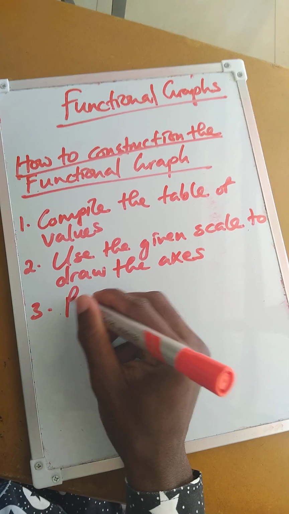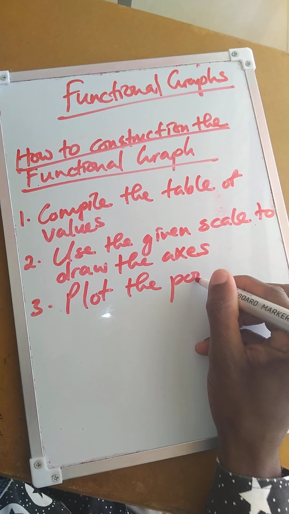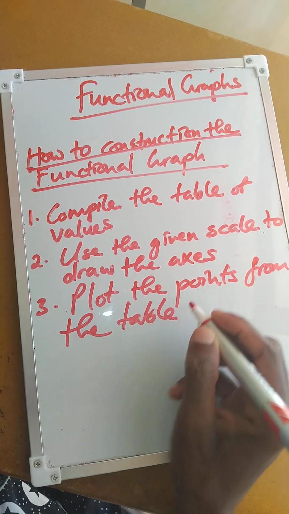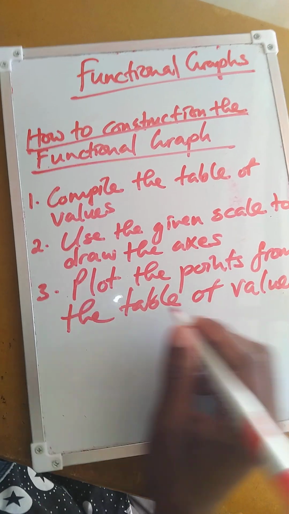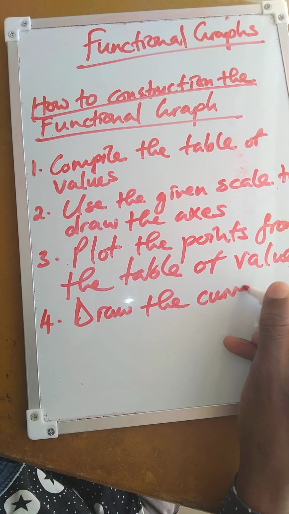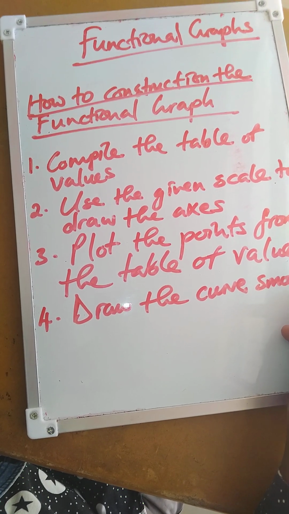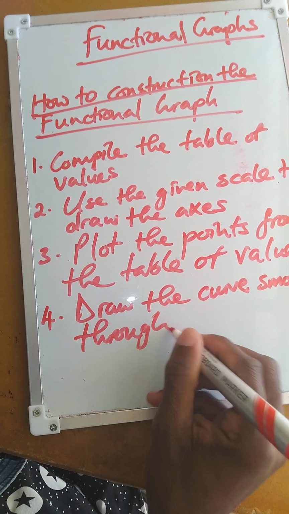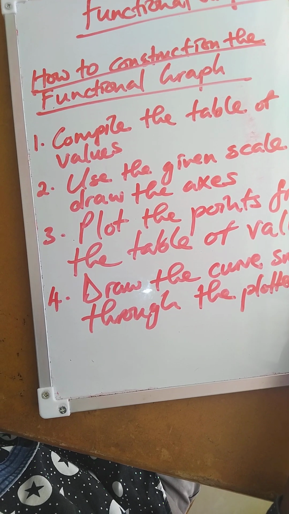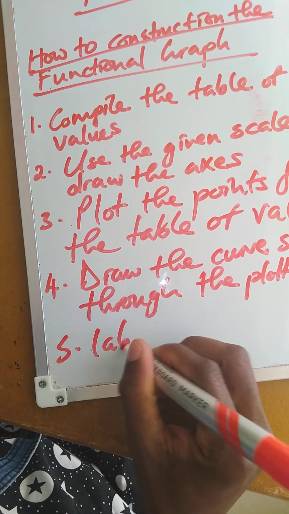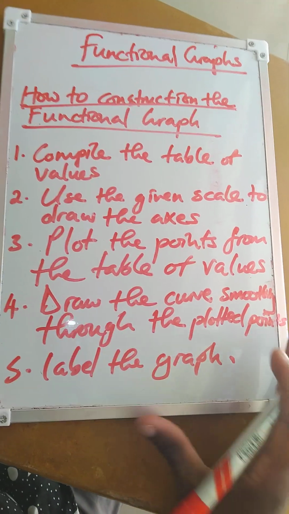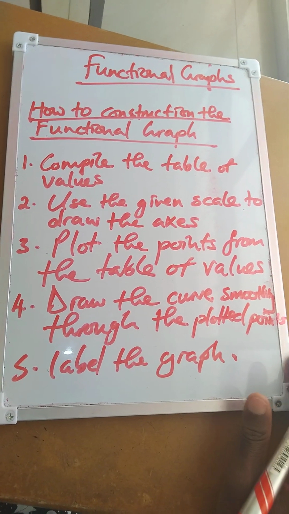Number 3, plot the points from the table of values. And 4, draw the curve smoothly through the plotted points. Then step number 5, label the graph. So those are the steps that help us to draw the functional graph.